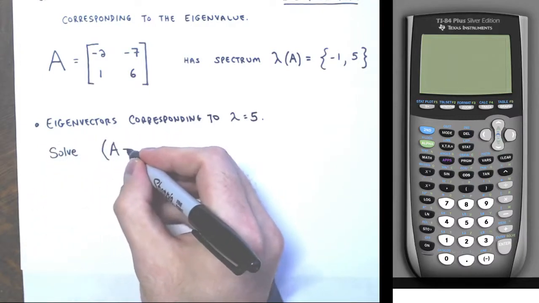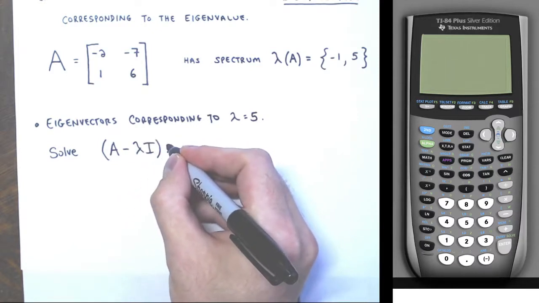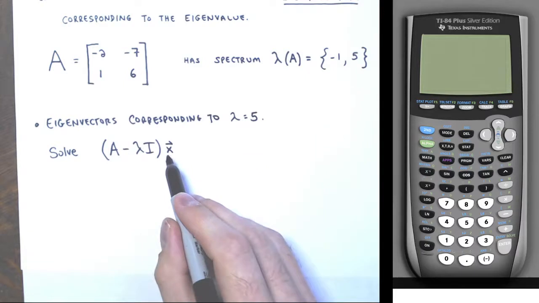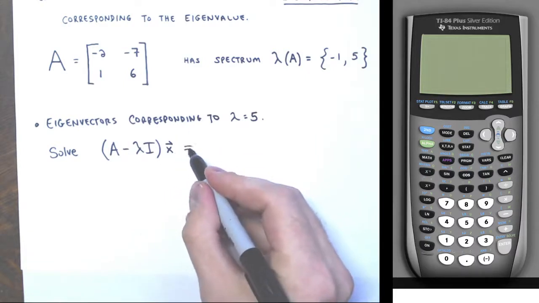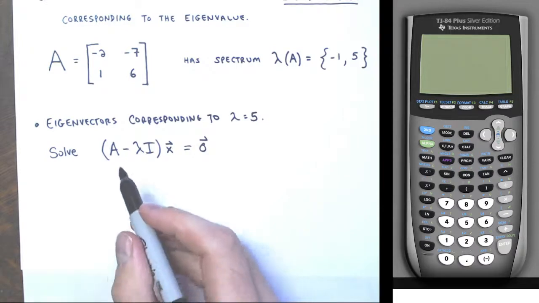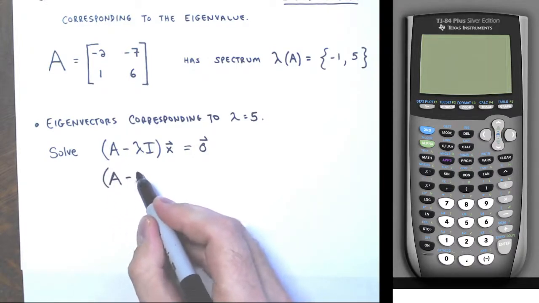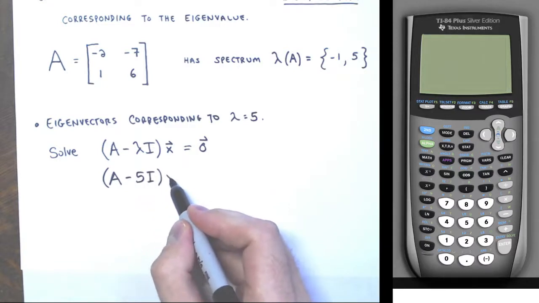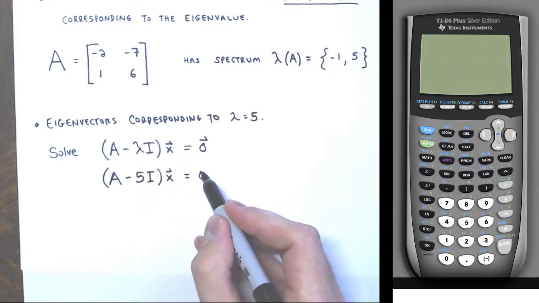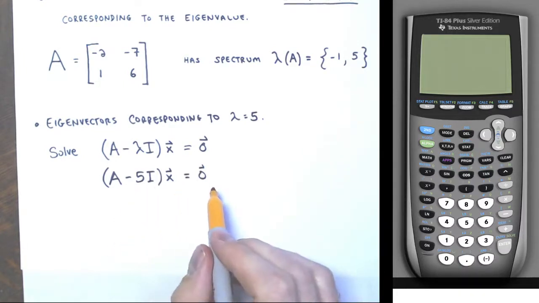A minus lambda I times some vector x, and I'm trying to find these vectors x that would give me the 0 vector. So this is A minus 5I times x equals the 0 vector, right? I'm replacing lambda with 5 this time. Okay, and I can write this as a nice matrix equation.